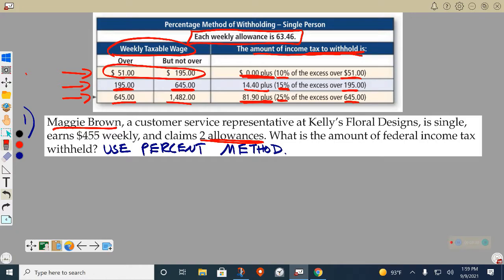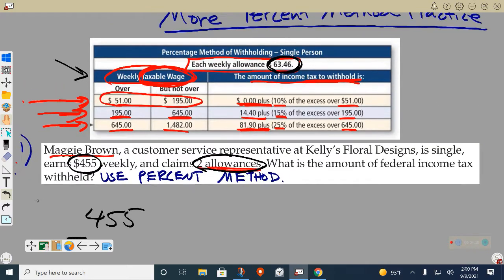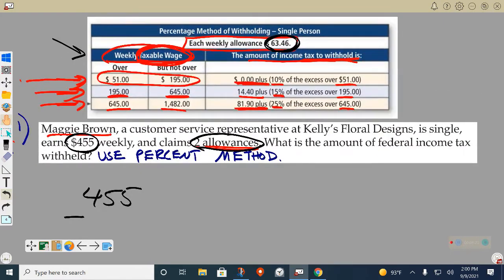So before we figure out where Maggie lies on this table, we got to figure out her taxable wage. Her taxable wage is not $455. It's going to be that minus the allowances. So $455, she claims 2 allowances, and each allowance is $63.46. So let's first find the taxable wage. I have to get her weekly pay and subtract how many allowances that she's claiming. Okay, watch this. $455 minus $63.46 times 2, because each allowance is $63.46. I'm going to multiply that by 2 because she's claiming 2.